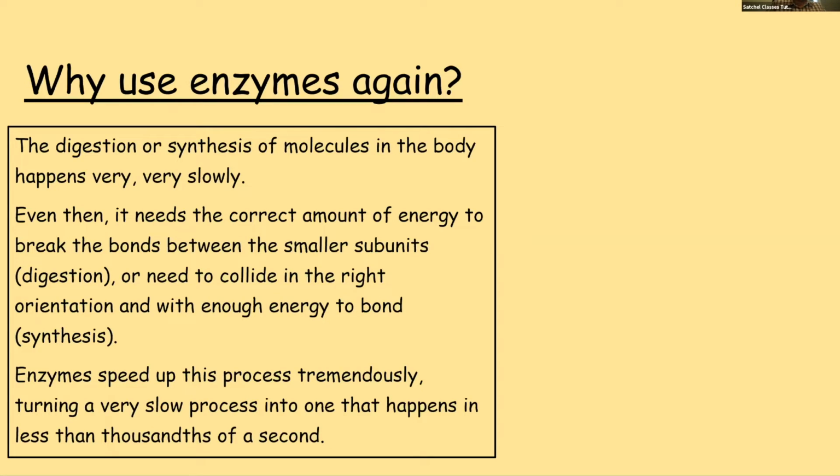Enzymes speed up the process of these reactions tremendously. They help to either provide the correct amount of activation energy for the reaction to happen, or even in some cases can orient the substrates in the right orientation for them to react faster rather than waiting for them to just line themselves up. They can turn very slow processes into one that happens in less than thousandths of a second. So it really does speed things up.